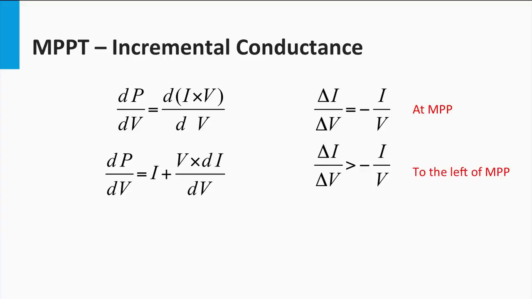To the left of the maximum power point on the PV curve, delta I divided by delta V is larger than minus I divided by V. And to the right of the maximum power point on the PV curve, delta I/delta V is smaller than minus I divided by V. The algorithm exploits these basic facts about the IV and PV curve of a solar module.